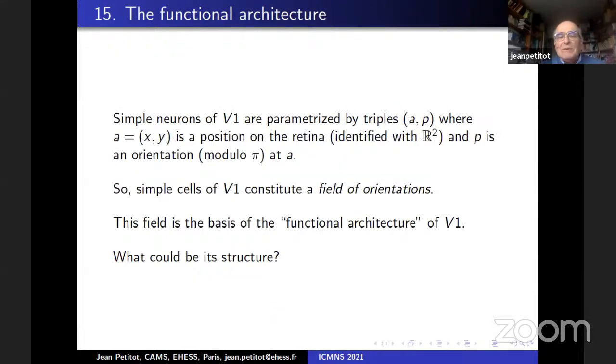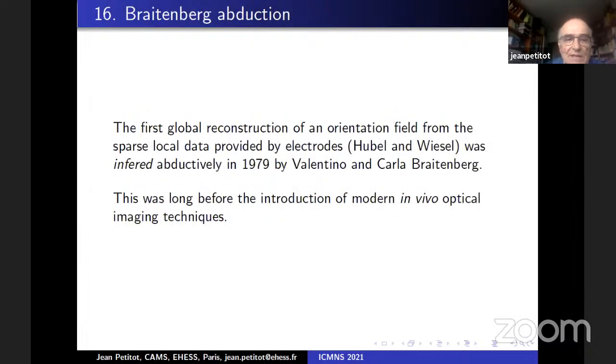So, simple neurons of V1 are parameterized by triples (a, p), where a = (x, y) is a position on the retina identified with R², and p is an orientation modulo pi at a. And so simple cells of V1 constitute a field of orientations, and this field is the basis of the functional architecture of V1. What could be its structure?